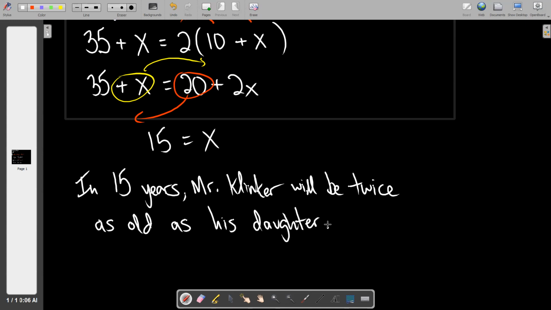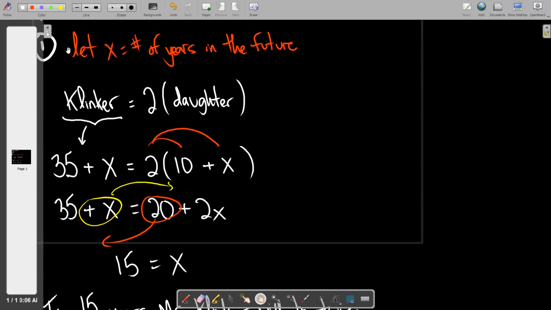And again, I say this for those of you who have decent memories, you might remember that during the lecture, we actually verified this. When you see your answer, you're probably going to say, yeah, that feels pretty good. But if you're the kind of person that wants to know, like if this were a test, then you can take their ages and morph them 15 years into the future. Mr. Klinker is currently 35. If he goes ahead in the future 15 years, what will he be? Good. And his daughter is currently 10. If she goes ahead in the future, she'll be 25.